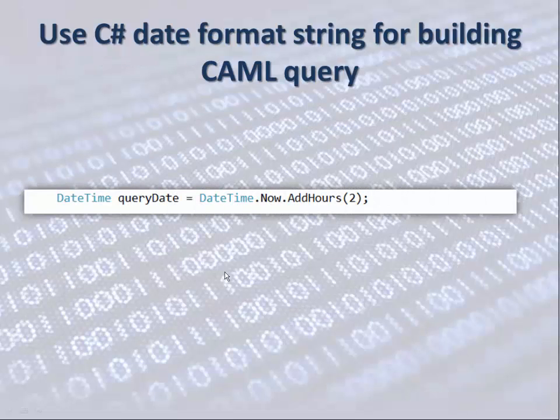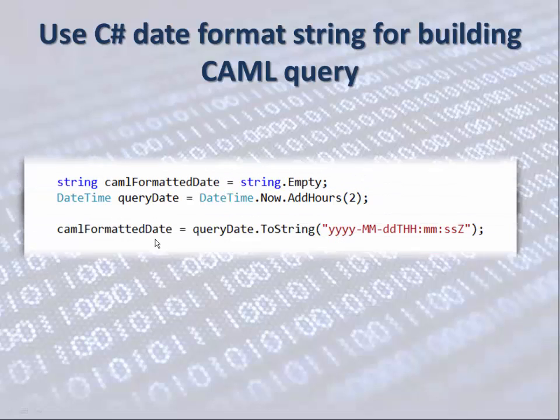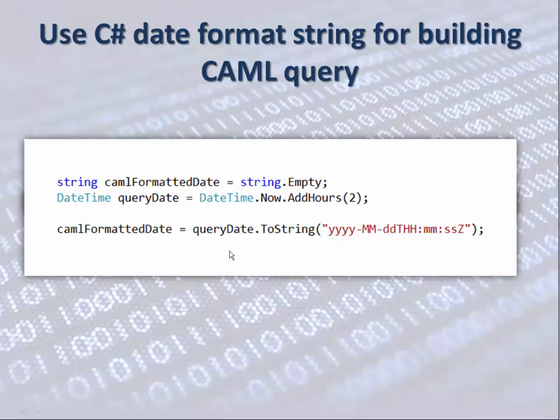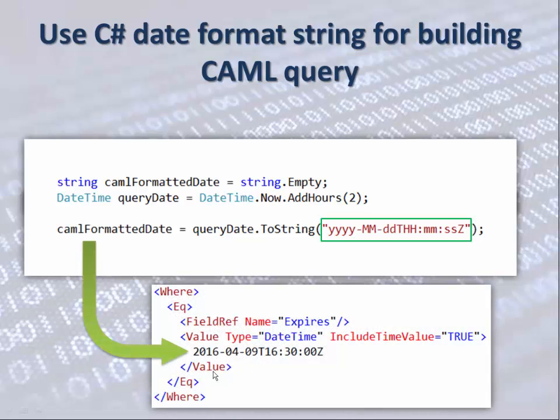When it comes to programming, I usually have a date time field and I put a random date on it. In this example, I have 2 hours from now. If I want to convert this into a CAML query or make it a part of a CAML query, this is what I do. I create a string variable and I just convert this variable to string using this format string. So I'm using yyyy hyphen MM, capital M standing for month, dd for date, and the capital T, capital HH, be careful about it. It has to be 24-hour format, and then mm for minute, ss for second, and finally Z is standing for time zone. This will produce this part of your CAML query.